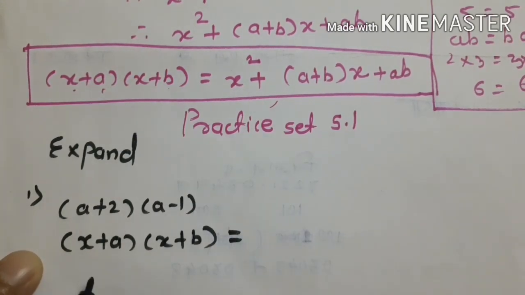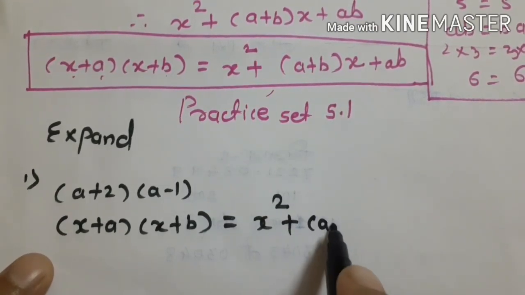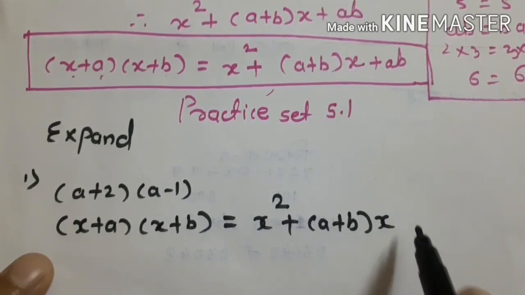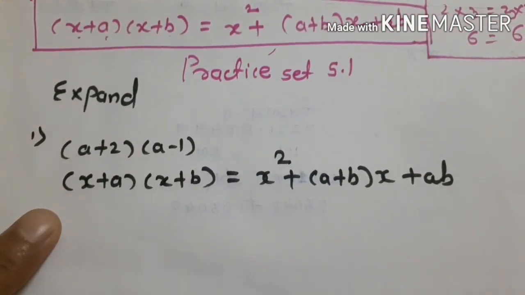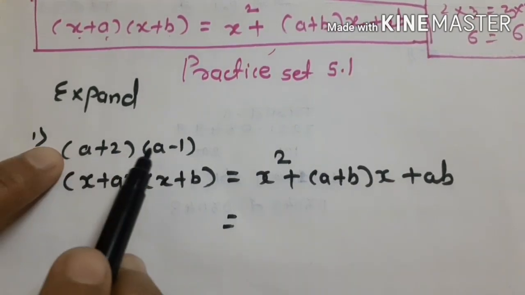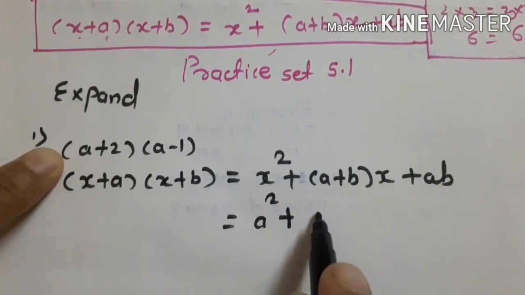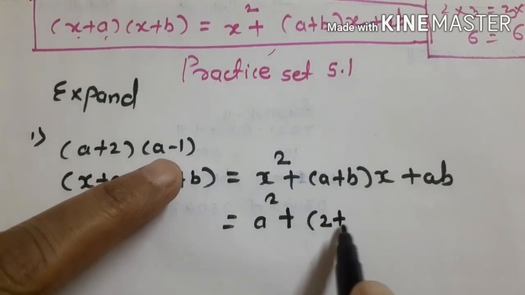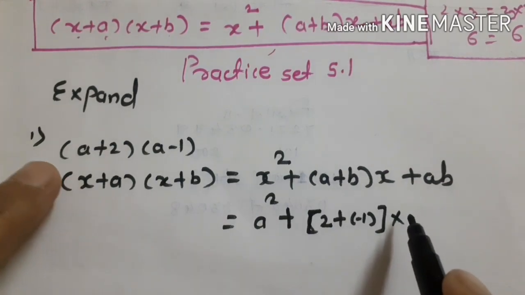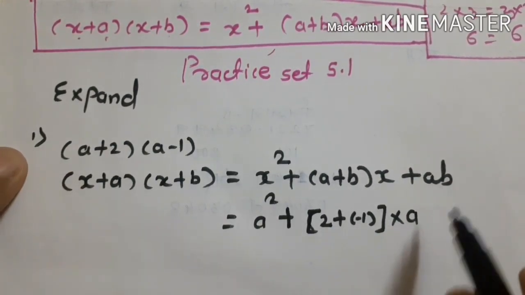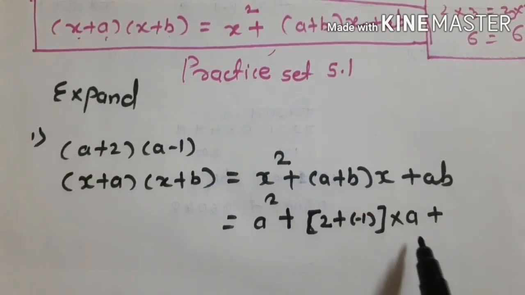Now what is the expansion of (x plus a)(x plus b)? First term square plus the addition of the second terms into the first term plus the product of the second terms, doesn't it? Now what is our first term? a. Now write a square plus, what are our second terms? a is 2 and b is minus 1. We write here a square bracket into the first term. What is our first term? a. Write here a plus a, means just a minute. Okay.